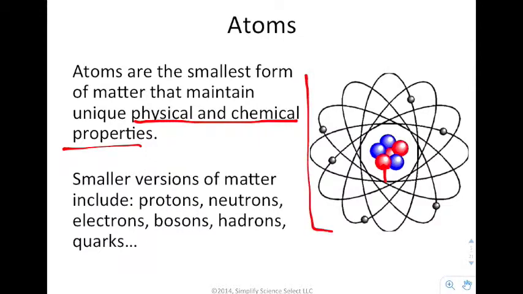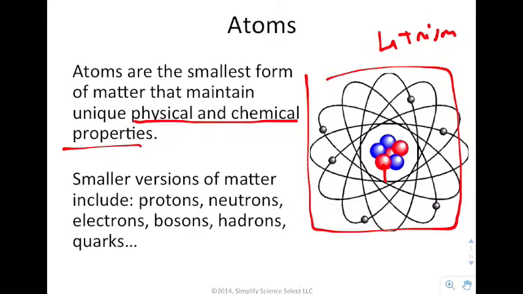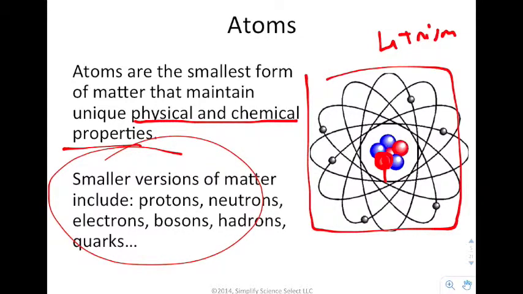In other words, this right here would be an example of a lithium atom. Every lithium atom has unique chemical and physical properties. If you were to take a look at protons, all protons are identical. So if we were to look at the protons of lithium and the protons of hydrogen and the protons of uranium, they'd be the exact same. So even though we have smaller versions of matter, the atom is considered to be the fundamental unit because it's the smallest one that maintains the properties.